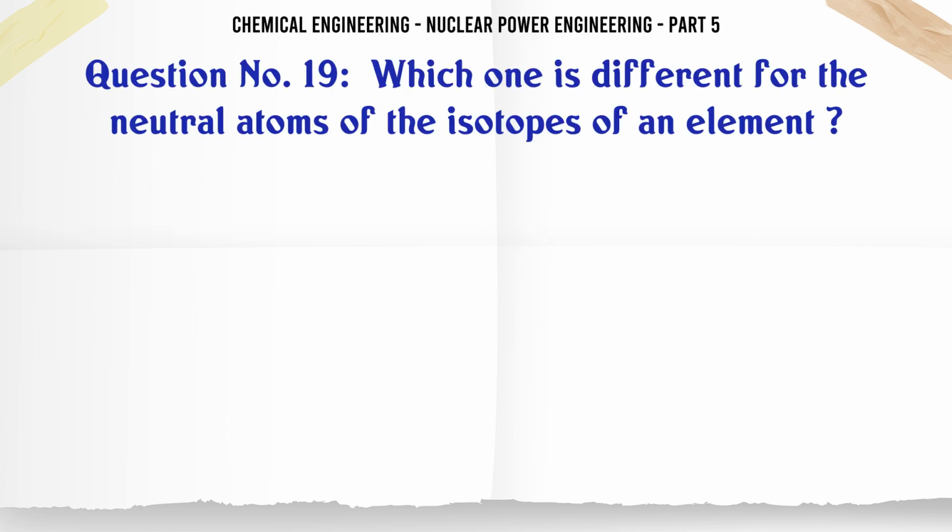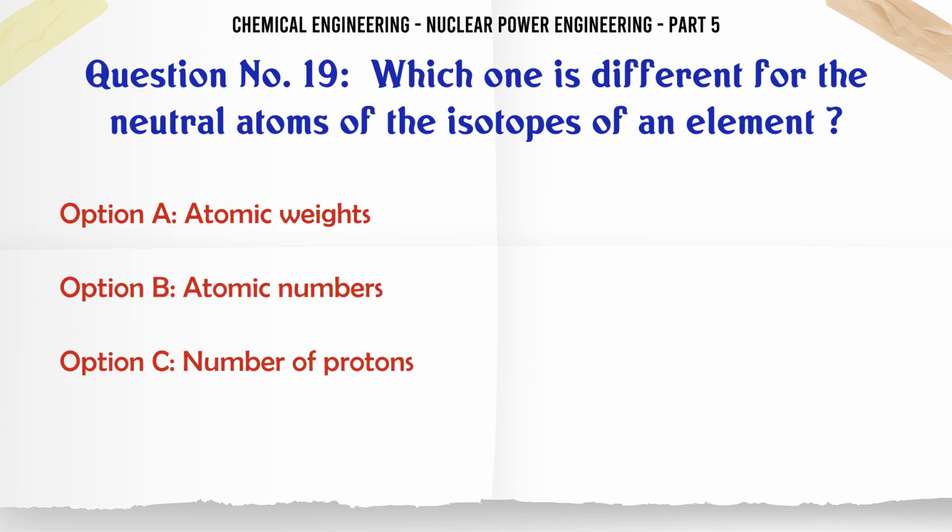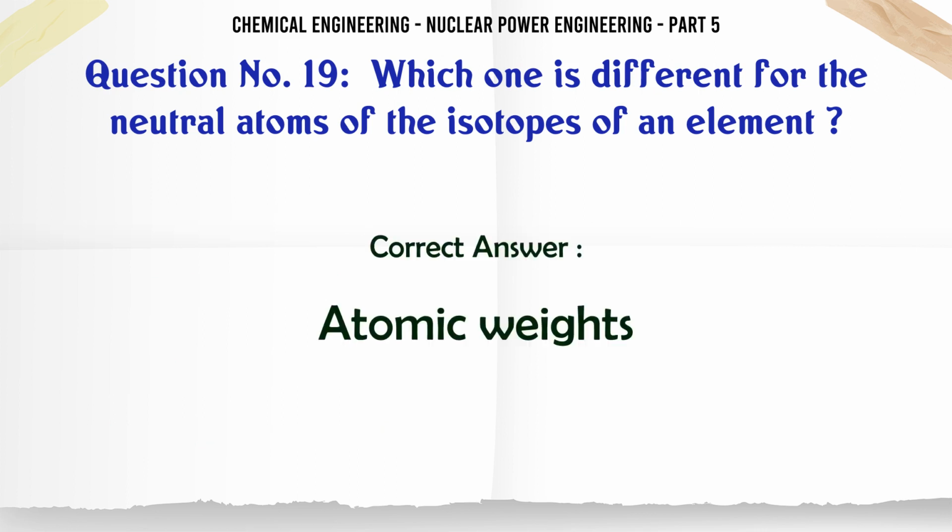Which one is different for the neutral atoms of the isotopes of an element? A. Atomic weights. B. Atomic numbers. C. Number of protons. D. Number of electrons. The correct answer is atomic weights.